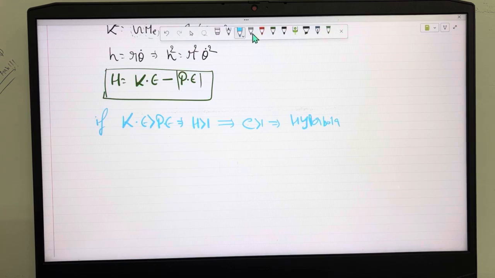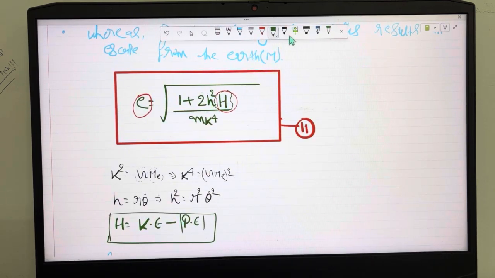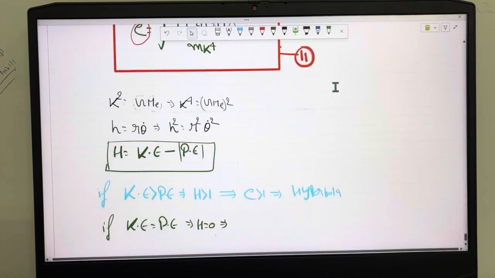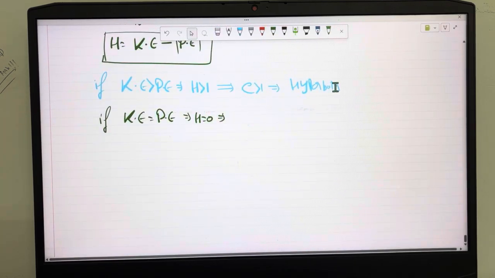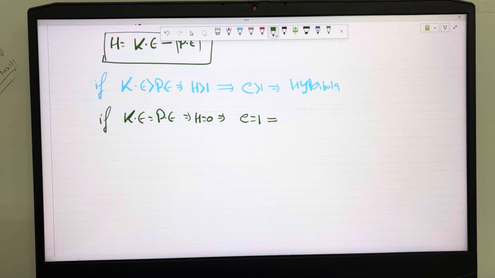Similarly, if your kinetic energy is equal to the potential energy, then what will happen? H becomes 0. That means if H becomes 0, then this part will be 0. So 1 will remain. So it will be equal to 1. That means parabola.